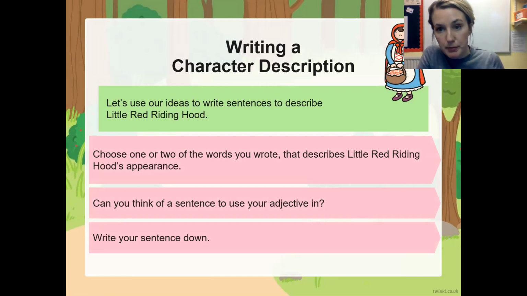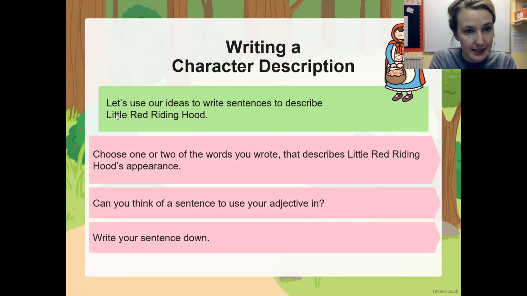Okay, so it could be Little Red Riding Hood has. Now, if you're not sure how to spell Little Red Riding Hood, it's there, so there's no excuses for getting it wrong. Okay, it's right. I'm pointing at it, you can't see me. Little Red Riding Hood, okay, has a long red cape and a blue frilly dress. That's a sentence that you could practice writing now.